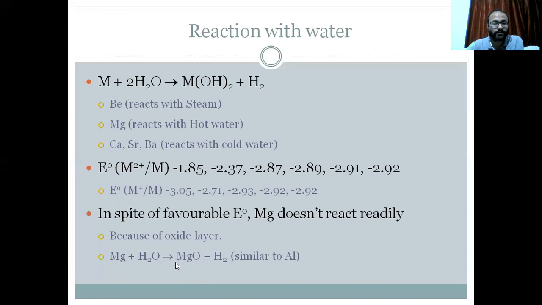And this formation of a magnesium oxide coating over the metal, which reduces its reactivity, is also found in the group 13 element, that is aluminum. Aluminium also shows a similar trend in its reactivity pattern.